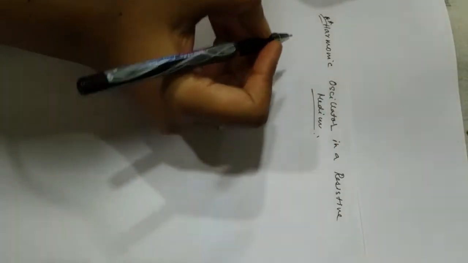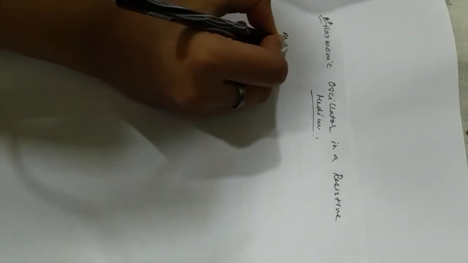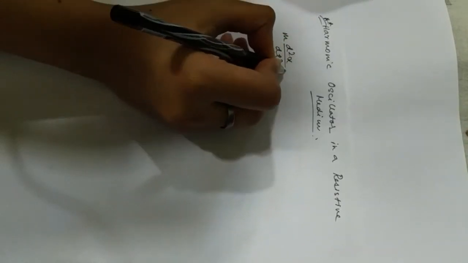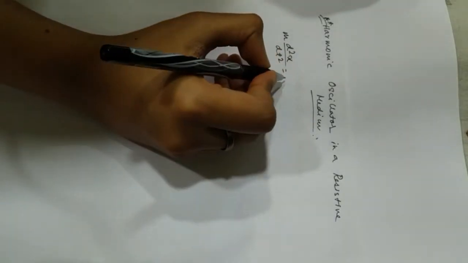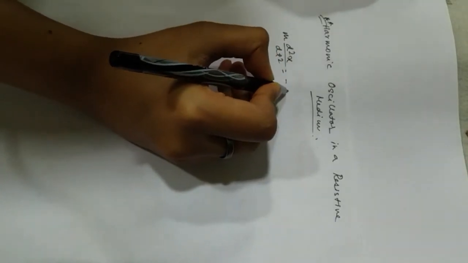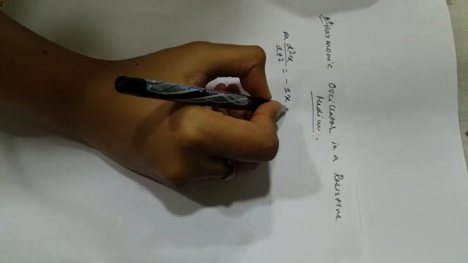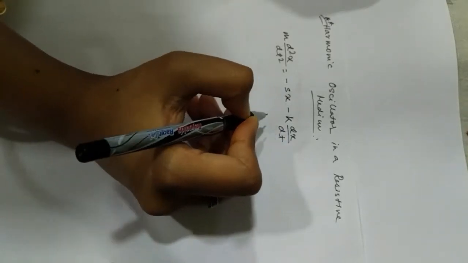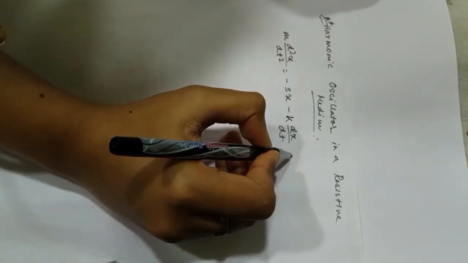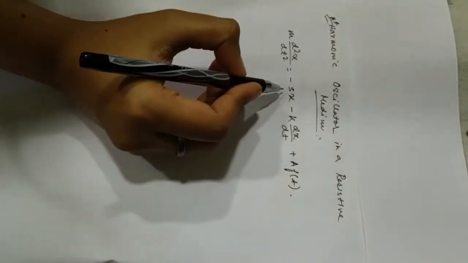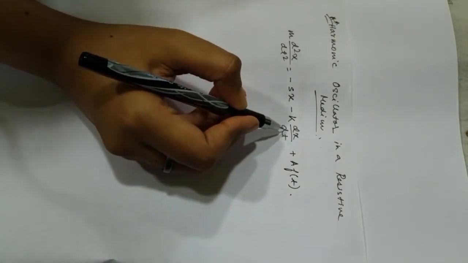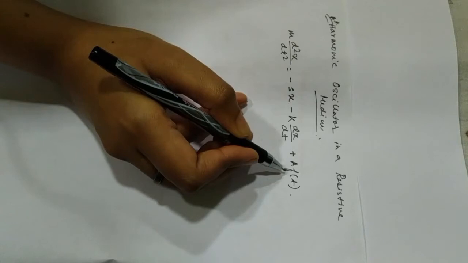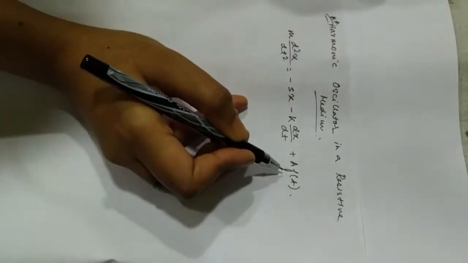Now, since we are considering the harmonic oscillator in a resistive medium, our differential equation will be of the form m d2x dt2 is equal to, in case of harmonic oscillator, we'll have a restoring force, right? So let that be minus sx. Then we have the resistive force due to friction. Let that be denoted by k dx dt. We know it is proportional to the velocity of the oscillator. And let us consider an external force which is driving it, which is a function of t, right? So this is the restoring force term, this is a resistive force due to the medium, and this is nothing but an external force, right?